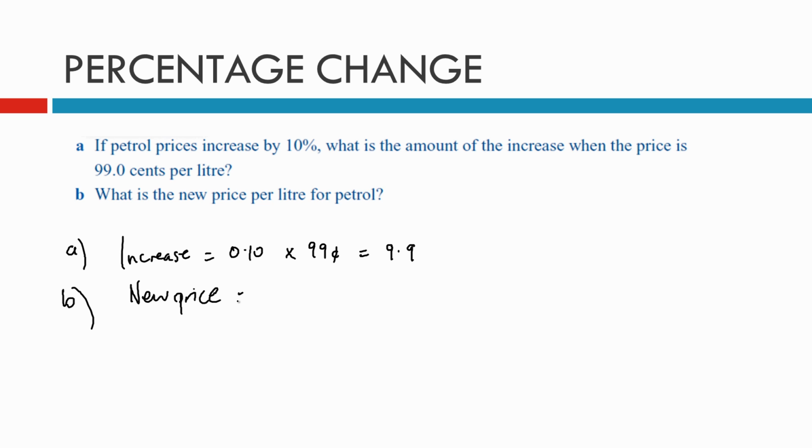So the new price is going to be 99 cents plus our 9.9, and that's going to give us 108.9 cents per litre, which works out to be $1.09. So it's going to be 0.89, and we round it off to $1.09 per litre. We wish that was the price of petrol, but as you can see, this is wishful thinking at the moment. So this is our price now.